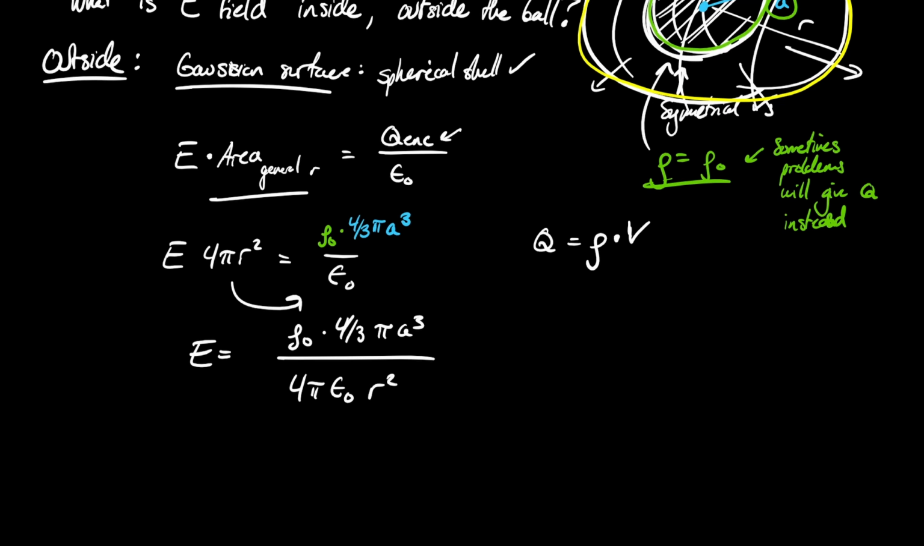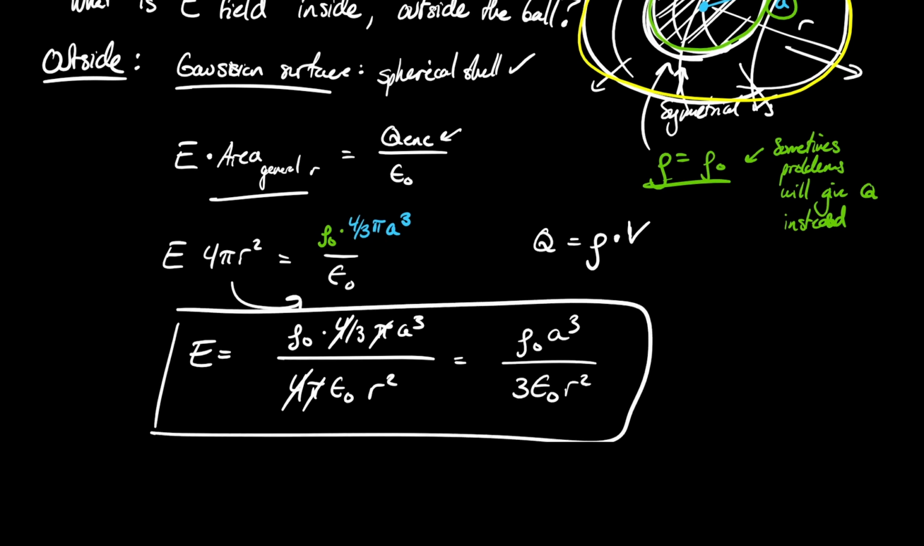Okay, and if you want, you can cancel these and cancel the pi's and move the 3 down to the bottom. Perfect. And this is your answer. And one more time, if we wish to specify the direction as well, we can just write that it points radially outwards.